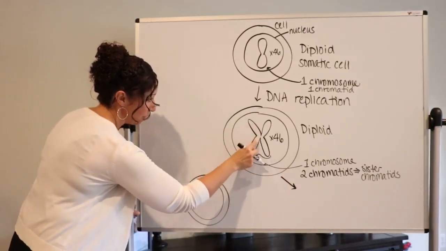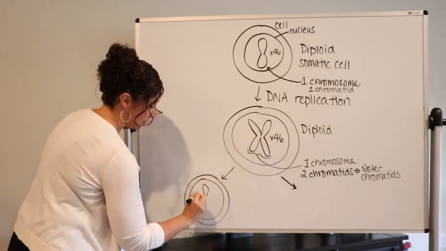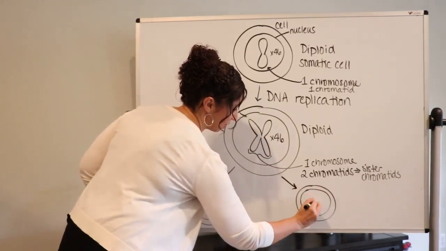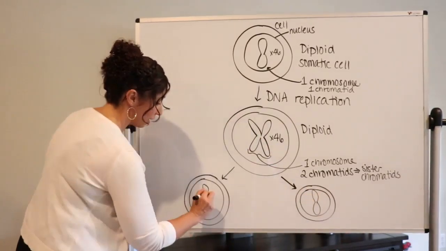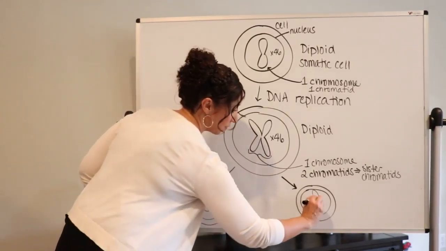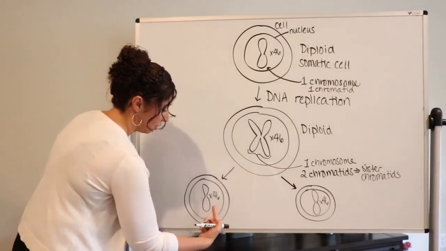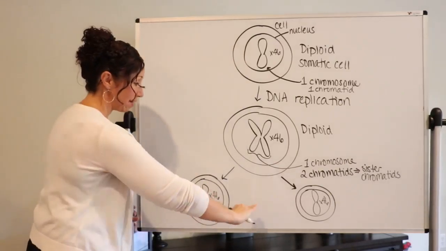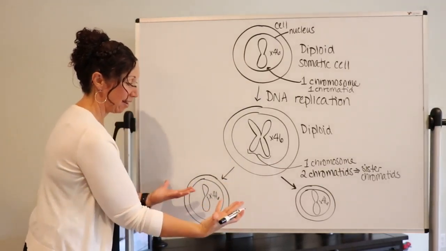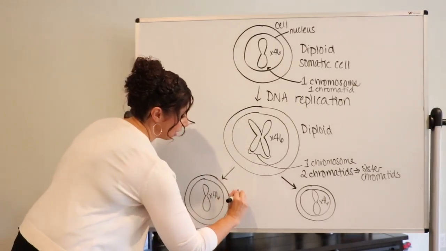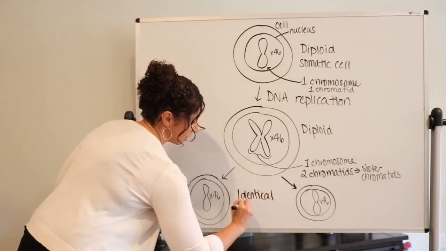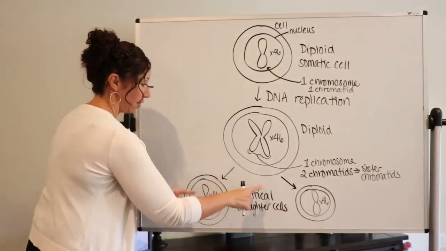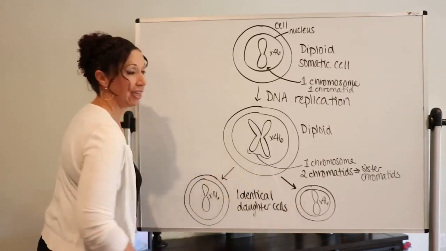But this chromatid is going to go into here. And this chromatid, here's my nucleus, is going to go into here. And I'm still going to have 46 times 46. So now I have 46 chromosomes, and I'm back to 1 chromatid again. So my sister chromatids split to create identical daughter cells. So these are identical daughter cells.